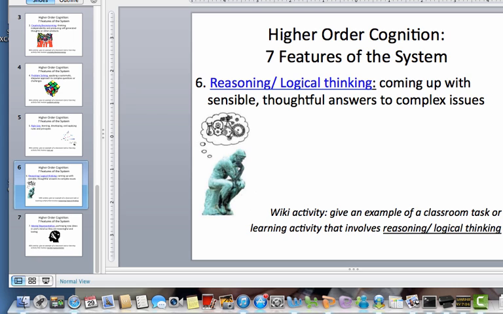That said, perhaps you'll come up with an example of a classroom task or learning activity that you engage in with students that involves reasoning and logical thinking in a nonverbal format. You may also include ideas on the 7 features of the system activity on the Moodle page that are verbally based. It's an option for you. But please think about something from your classroom or your work that involves reasoning and logical thinking and add it when you're ready.